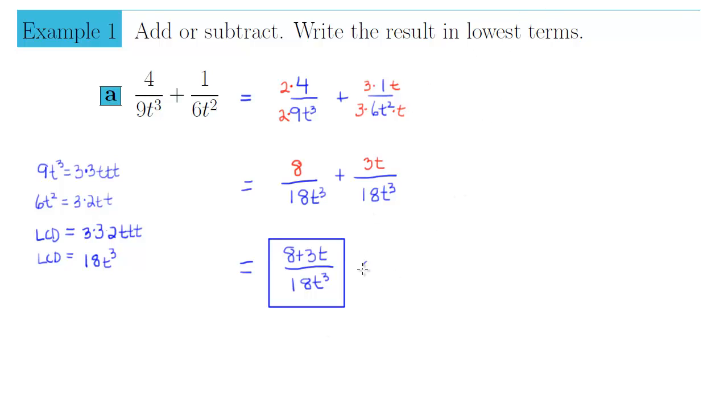Some people prefer to rewrite this answer so that the variable term is first. So some people prefer to view this as 3t plus 8, again over 18t cubed. Either answer is the same. And again, you can't put the two terms together because they're not like terms on the top, and you can't cancel anything. So to add 4 over 9t cubed plus 1 over 6t squared, we obtain 3t plus 8 over 18t cubed as our result.